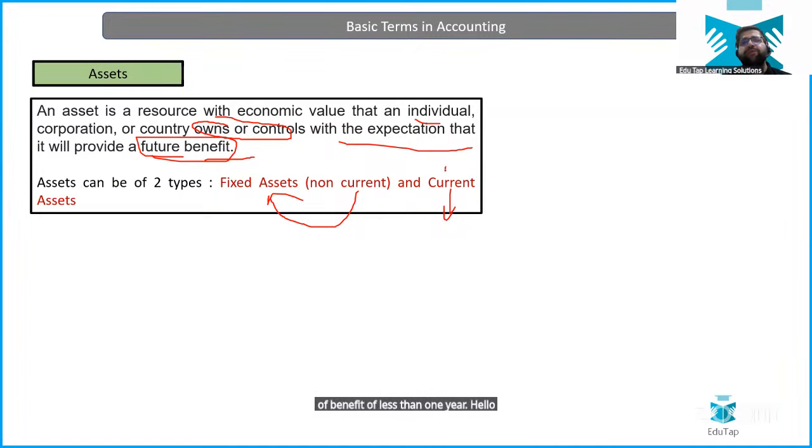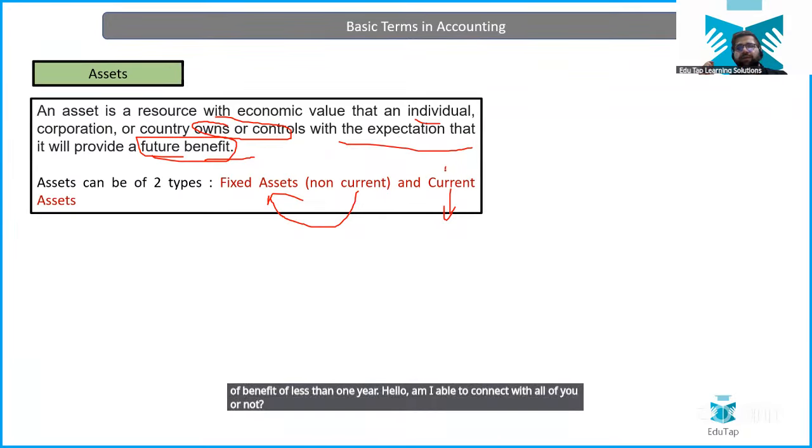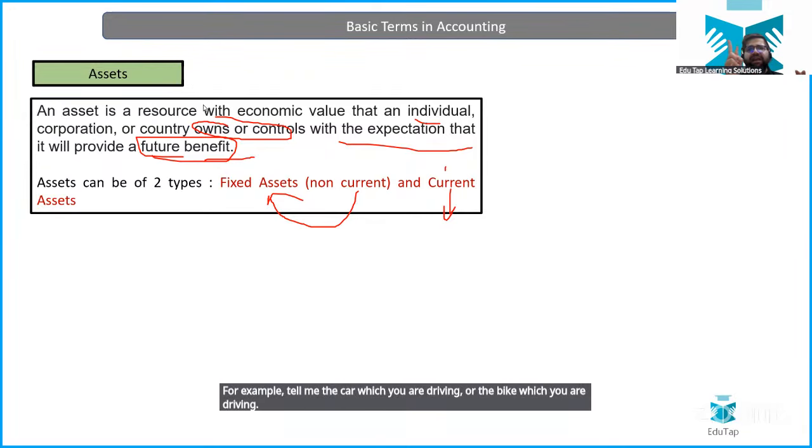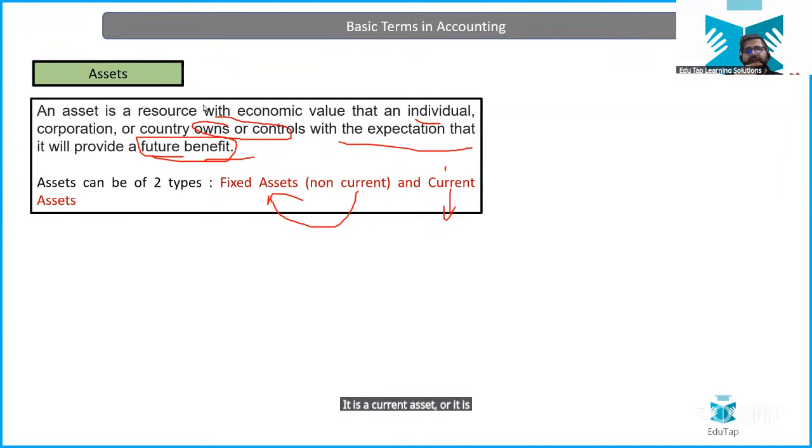Hello, am I able to connect with all of you or not? Hello, we will take some examples because with examples only things will be getting clear. For example, tell me the car which you are driving or the bike which you are driving. Is it a current asset or a fixed asset? Just write CA for current, FA for fixed. It's a fixed asset, not a current asset. You use your bike for a number of years, right?